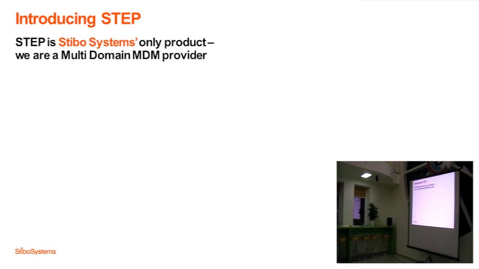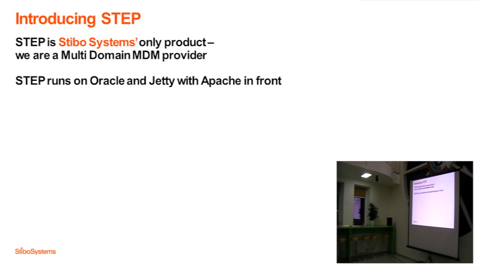Okay, so that's our system as a set, and that's what we make. We don't make anything else. We are a multi-domain MDM provider, that's it. We focus on that. We run on Oracle, Jetty, and Apache in the front. Why Jetty? Because it's really low-tech, and that's what we like. Some of our customers actually run WebSphere, and we try to convince them not to, but for some reason they insist on having this really expensive web container where we can run Jetty inside and run our application off of that.